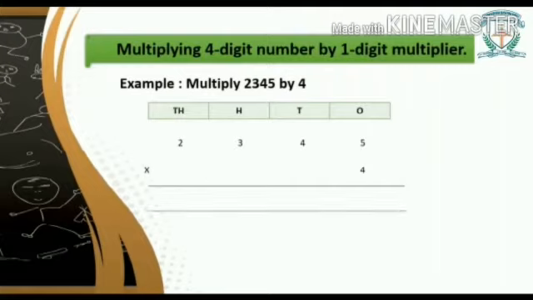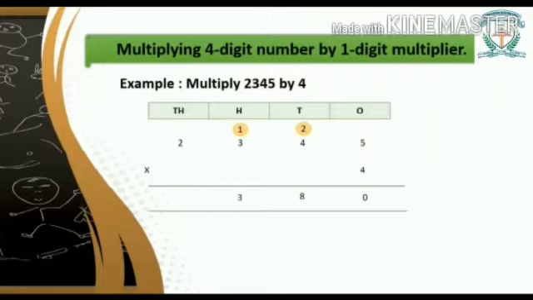4 times 5 is 20. We need to carry the 2 because we only write 1 digit below. Now we are going to multiply 4 times 4 and then add 2. 4 times 4 is 16 and 16 plus 2 is 18. We need to carry that 1.